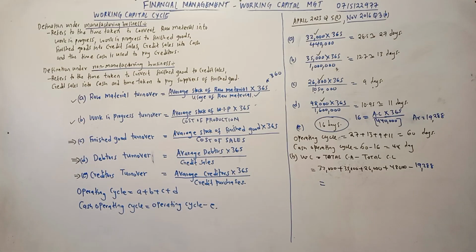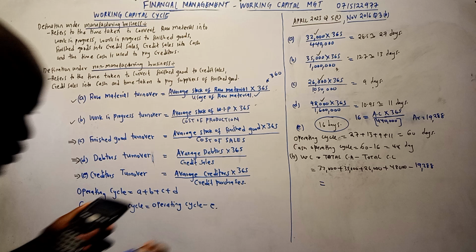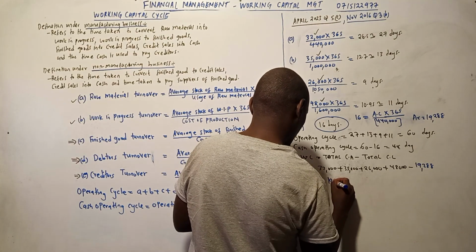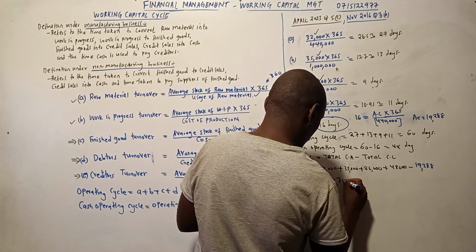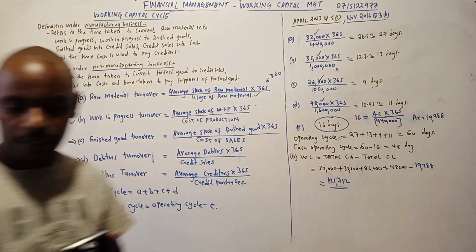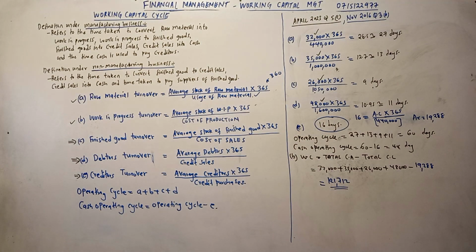So when you get the difference, the working capital required: 32,000 plus 35,000 plus 26,000 plus 48,000 minus 19,288. This is 121,712. So that is the working capital required. So we have other questions.